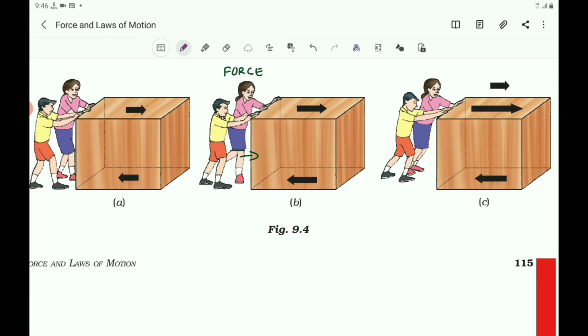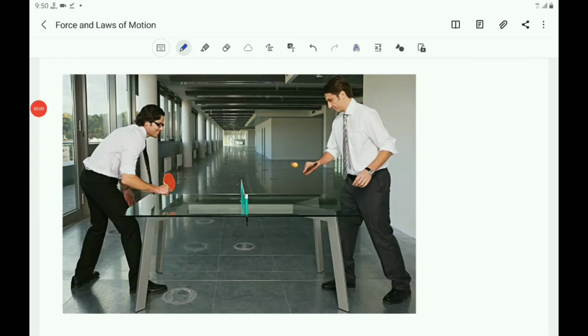On the other hand, when a fast moving cricket ball hits a spectator, it may hurt him. If you are watching a cricket match in the stadium, if a fast moving cricket ball hits you, you may get hurt. During the game of table tennis, if the ball hits a player, it does not hurt him because of the less mass of the ball and less speed of the ball.